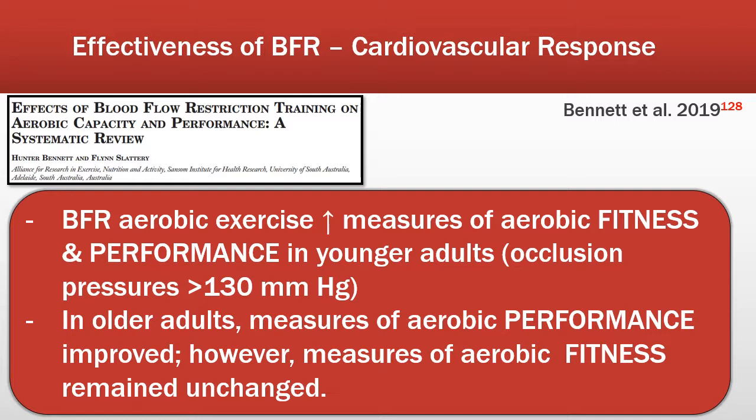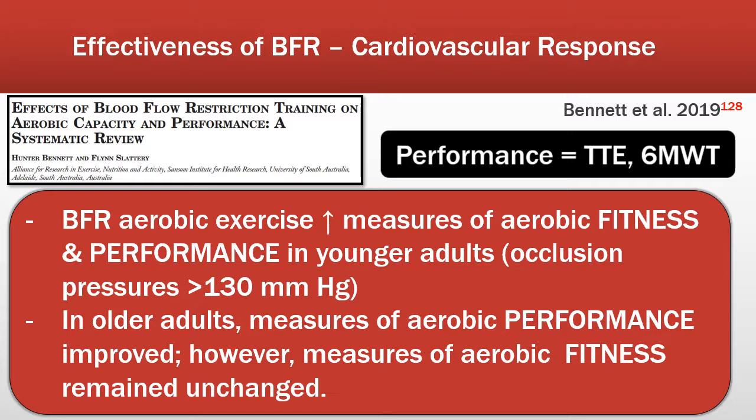Blood flow restriction training in the presence of aerobic exercise increases the measures of aerobic fitness and performance in younger adults when the occlusions are greater than 130 millimeters of mercury in the lower extremities. In older adults, measures of aerobic performance improve, however, the measures of aerobic fitness remain unchanged. Their definitions of aerobic performance are time to exhaustion and 6-meter walk test, the exact clinical parameters and outcomes that we look at in our older adults, so that is good that the performance actually does improve. However, the fitness, the VO2 max, does not improve in our older adults. That's clinically less relevant, usually, in our older adult population.